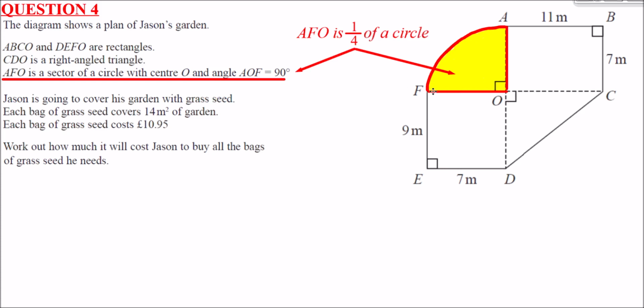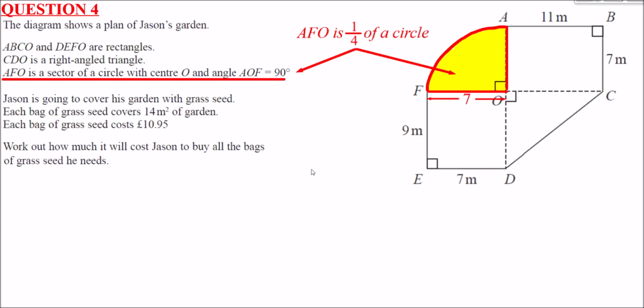So from O to F, if we just look down, because this is a rectangle, 9 and 7, silly me. Because this is a rectangle, the bottom will be the same length as the top. So if ED is 7, we can think that obviously F to O must be 7 as well. So therefore, we know the radius of this is 7.